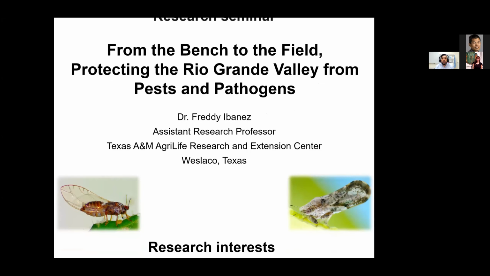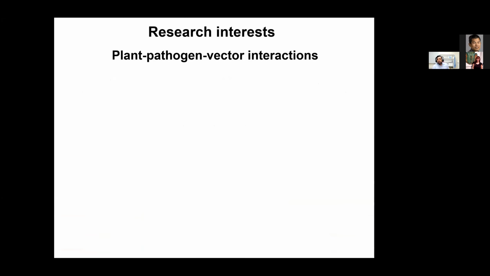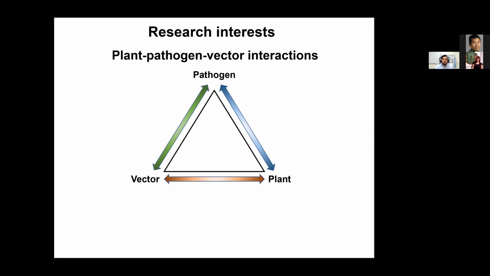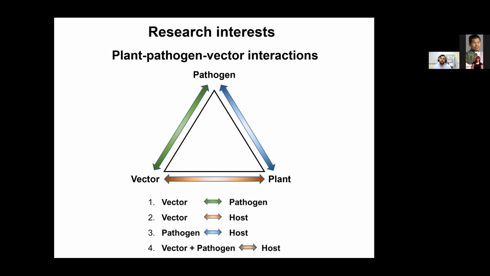So when I started my PhD program, I was interested in the interaction that happens among plants, pathogens and vectors. And this interaction can be symbolized by this triangle, in which you can find different comparisons or interactions that you can analyze. For example, how the vector interacts with the pathogen.